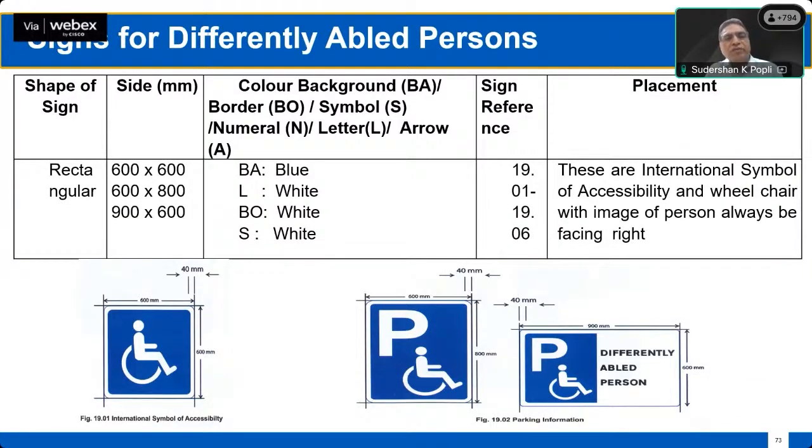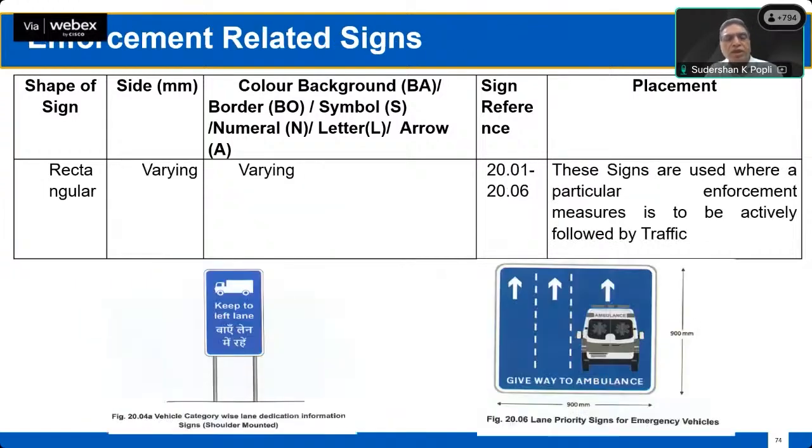These are the signs for differently abled persons which are to be placed, particularly in the case of wayside amenities, or wherever parking is to be given for differently abled persons or toilet facilities are to be given. So these kinds of signs need to be placed. Then enforcement related signs. For example, the keep left sign for vehicles is also very effective. And give way to ambulance, these signs are to be placed.